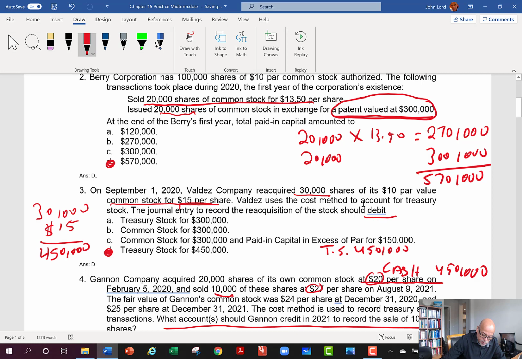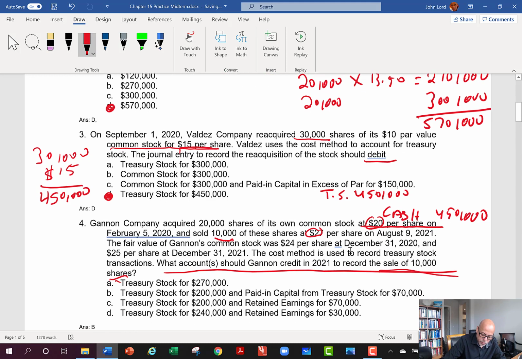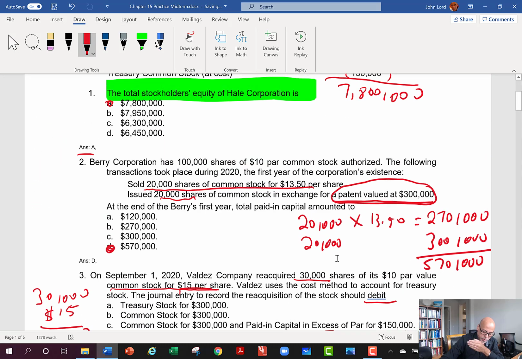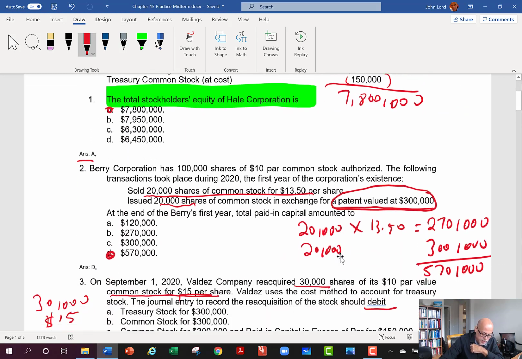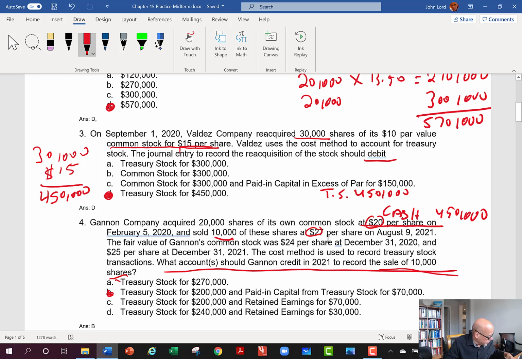And so they say, what amount should Gannon credit in 2021 to record the sale of the 10,000 shares? Notice, guys, even though they gave me a bunch of useless information after that, they were going back to that resale or reissue of the treasury stock at a later time. I have to credit the treasury stock 2,000, credit the APIC 70,000, and of course debit the cash for the amount that came in. Okay, all right, good.